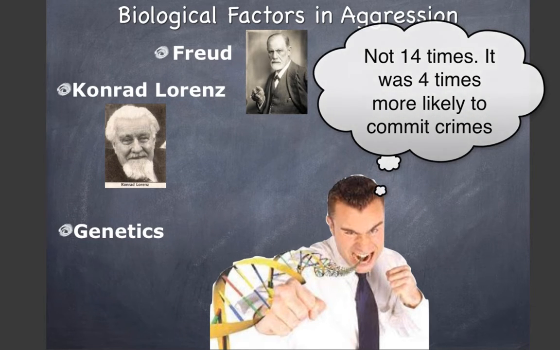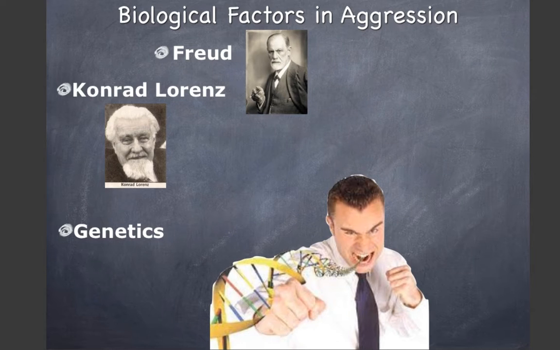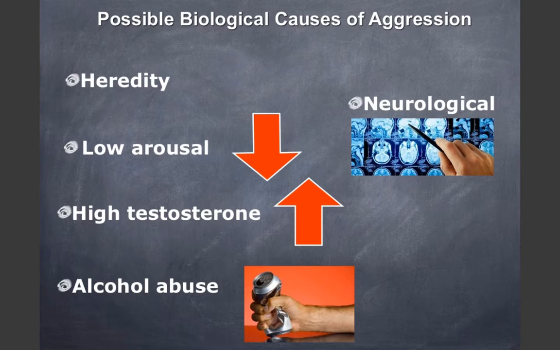So genes may increase sensitivity to models of aggression. They're not exactly sure how. One possibility is that low arousal of the autonomic nervous system is linked to antisocial and violent behavior, so seeking stimulation, excitement, and exhibiting fearlessness in the face of danger. So other possible causes for aggression, well, heredity. If one identical twin is aggressive, there's a 50% chance that the other twin will be aggressive as well.